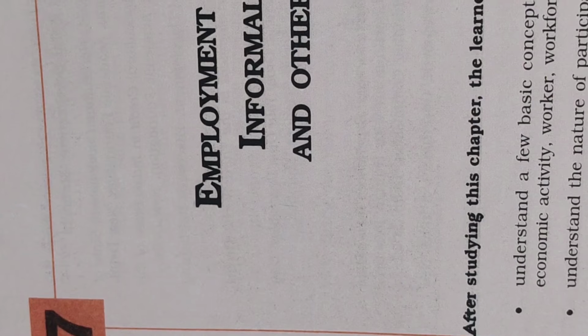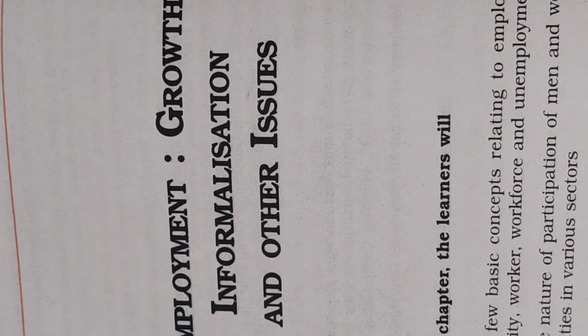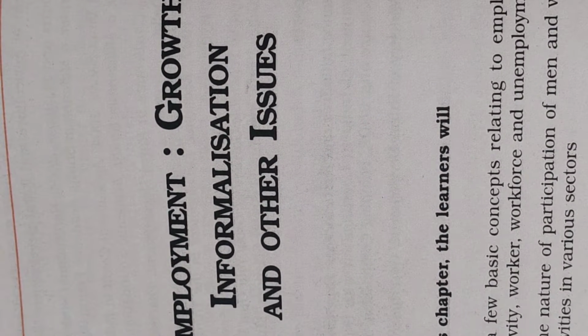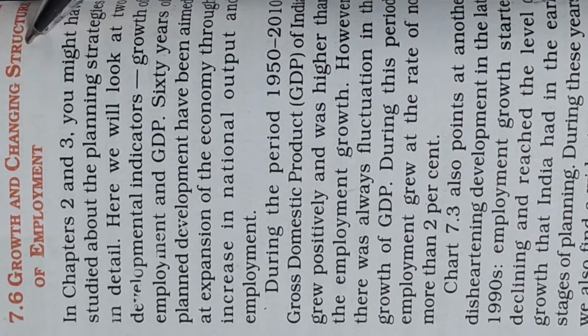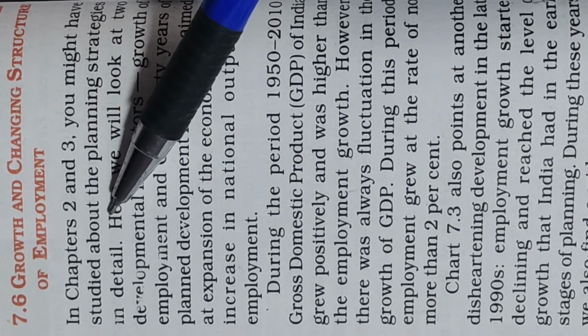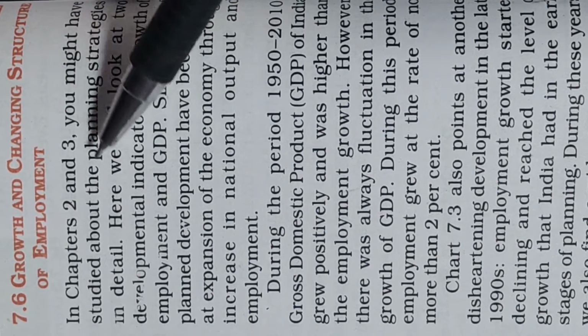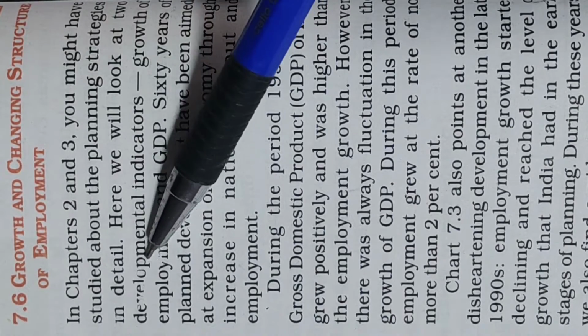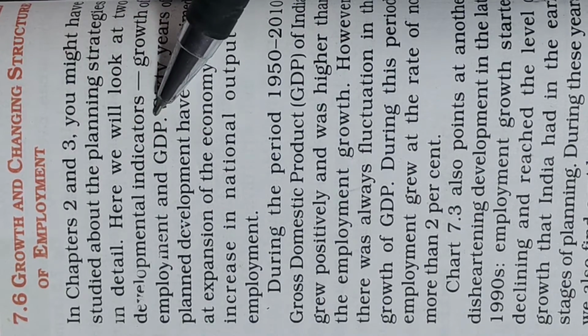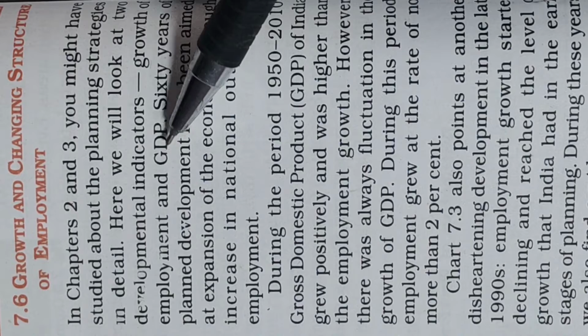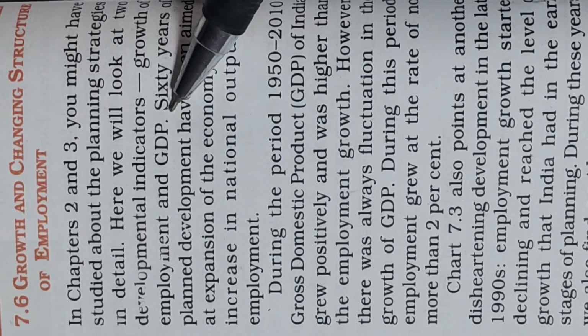Going on with my read aloud series from the Indian Economic Development textbook for class 11, unit 3. So that's chapter 7, employment growth, informalization and other issues. In this we're going to read growth and changing structure of employment. In chapters 2 and 3, you might have studied about the planning strategies in detail. Here we will look at two development indicators, growth of employment and GDP, gross domestic product.